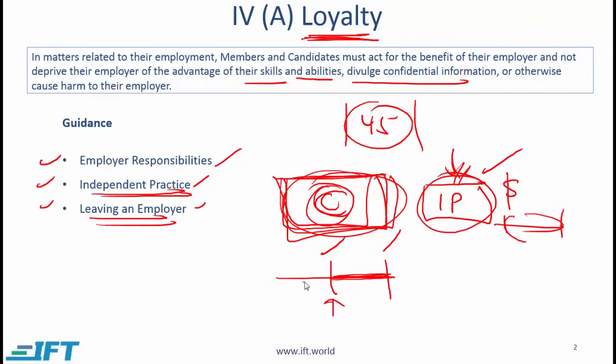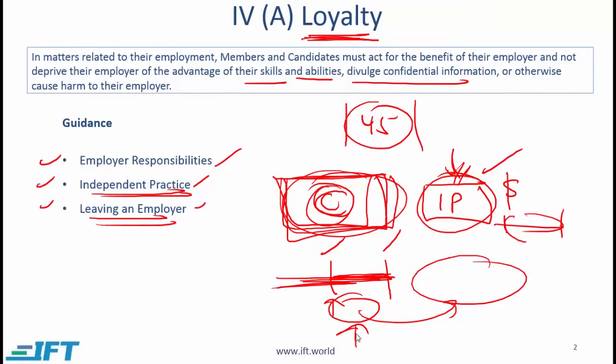The larger point is that during this time, you must continue to act in the best interest of your employer. You cannot take any trade secrets and reveal them to your next employer. You cannot start making a list of customers, potential clients, or any other proprietary information. You should not be telling the clients of this employer to give you business at your next job. So anything that in any way will hurt your current employer should not be done.